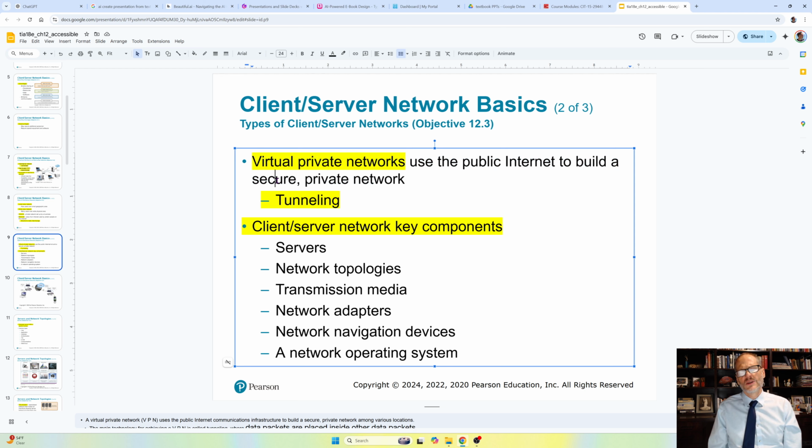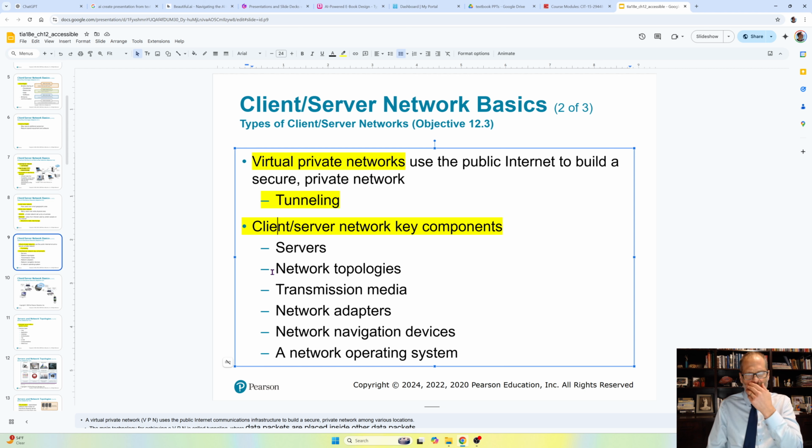But also, you could use a VPN to connect one office with another office and create a secure tunnel, which is just like encrypted transit of data between the two locations, and that can be referred to as tunneling.